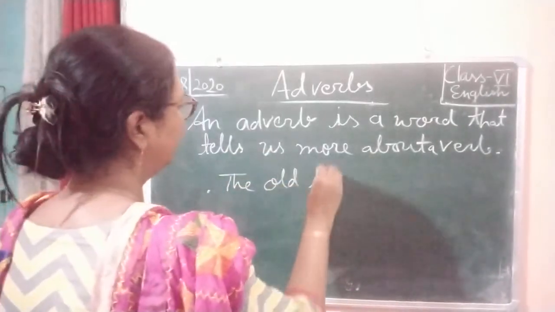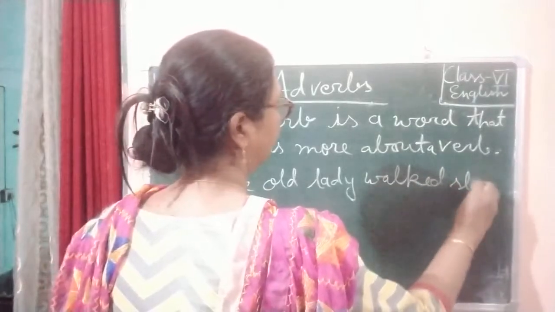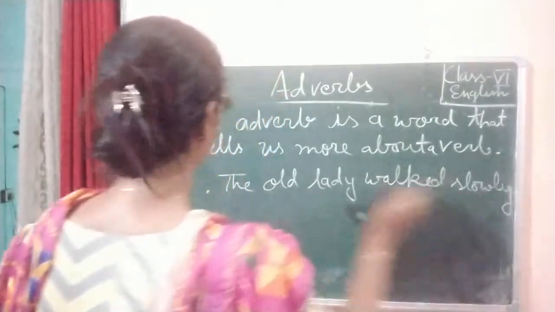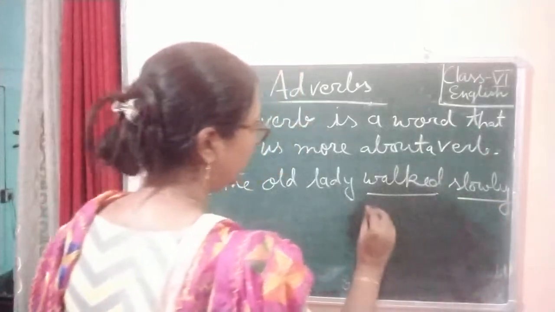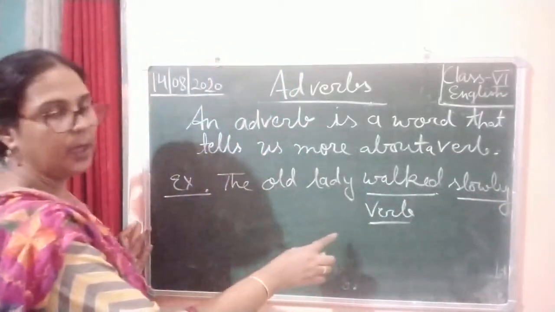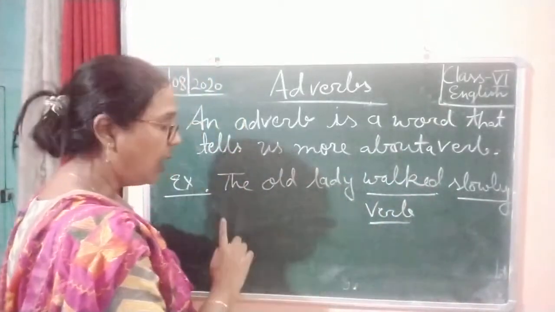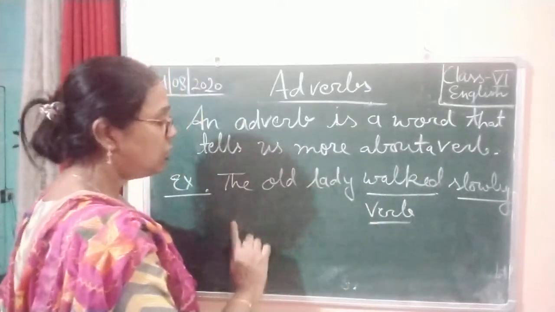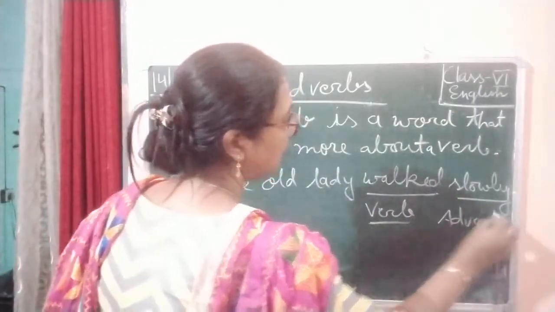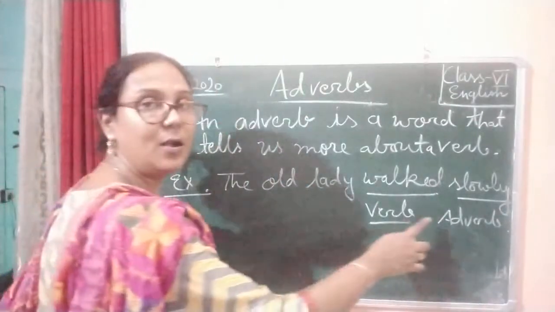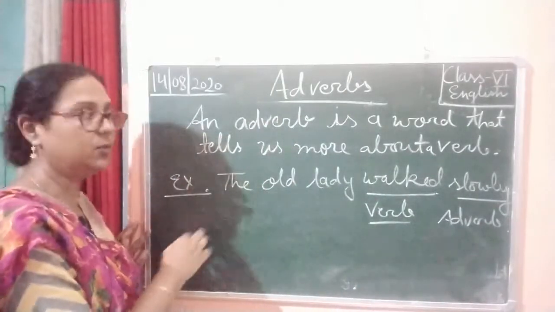The old lady walked slowly. Now here, for example, you can see the old lady walked slowly. Walked is a verb and here slowly describes this verb. How did the old lady walk? She walked slowly. It means this is a description of the verb. So this is called an adverb, as we have seen in the definition also.